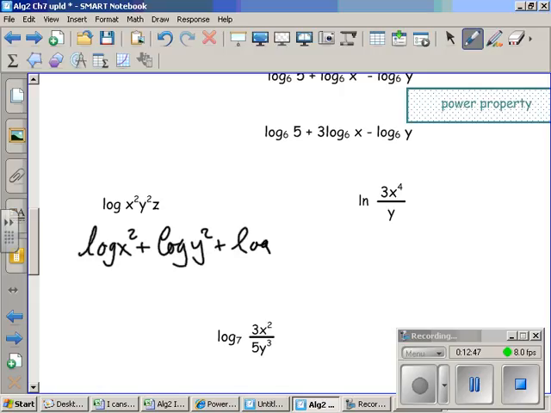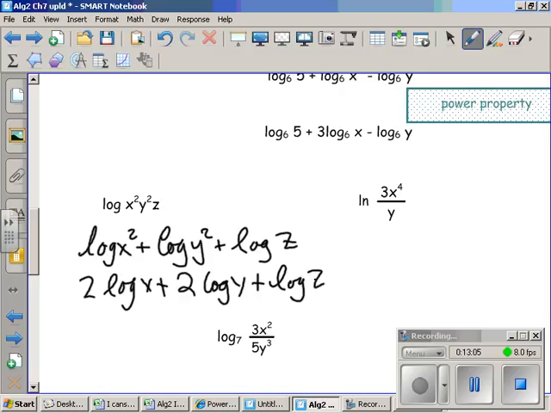Am I done? Right, I have to do something with the squares. Bring them to the front. So it's 2 log of x plus 2 log of y plus log of z. That's it.